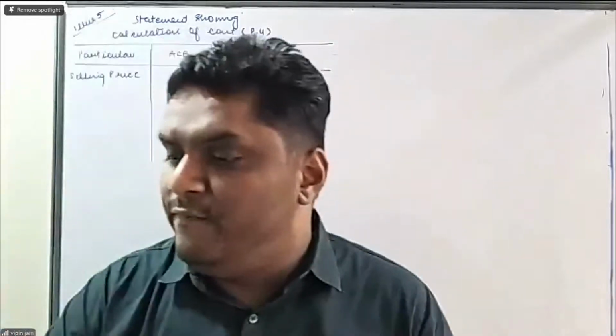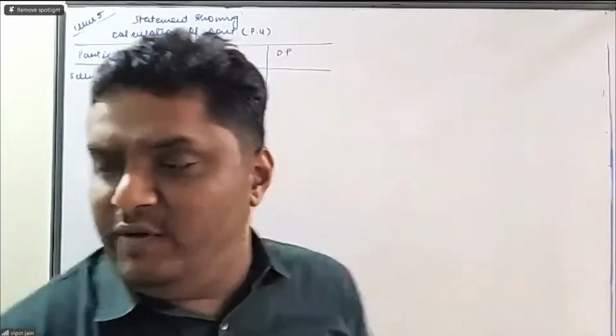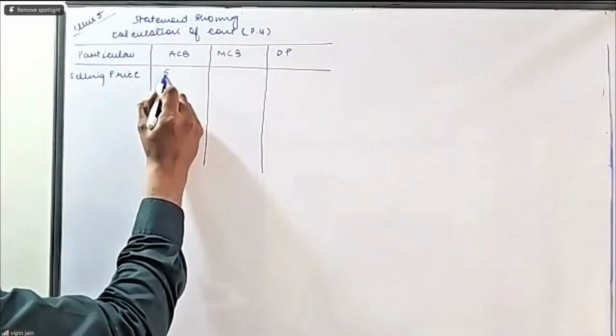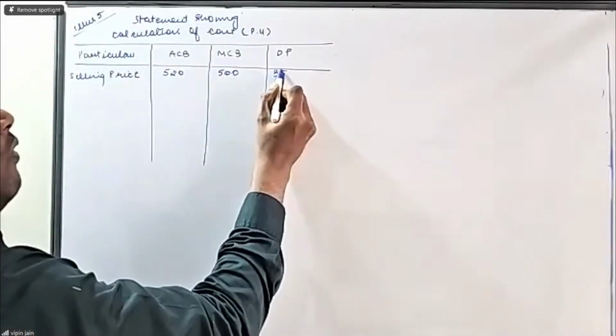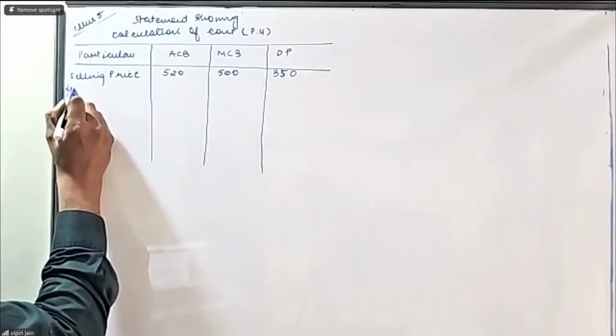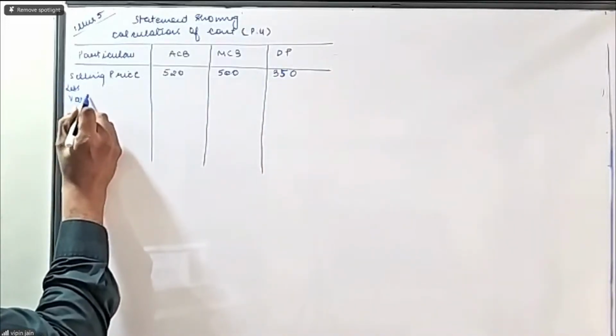Selling price, we have for all the three products. See, the selling price is given in the question: 520, 500 and 350. We'll subtract the variable cost.